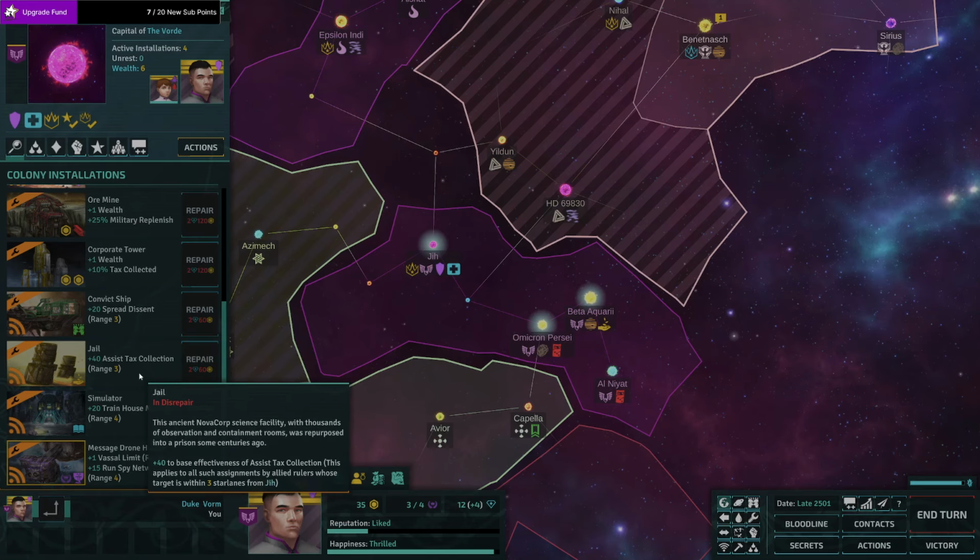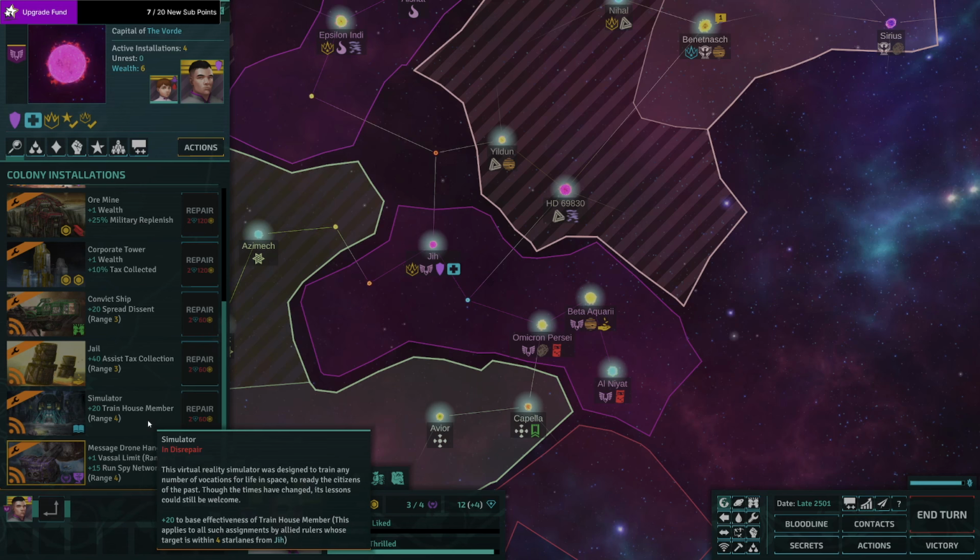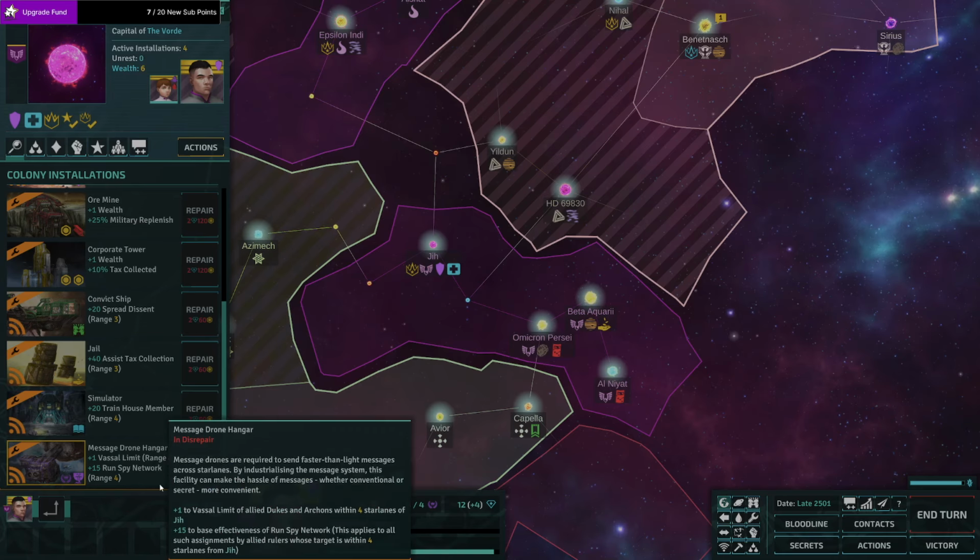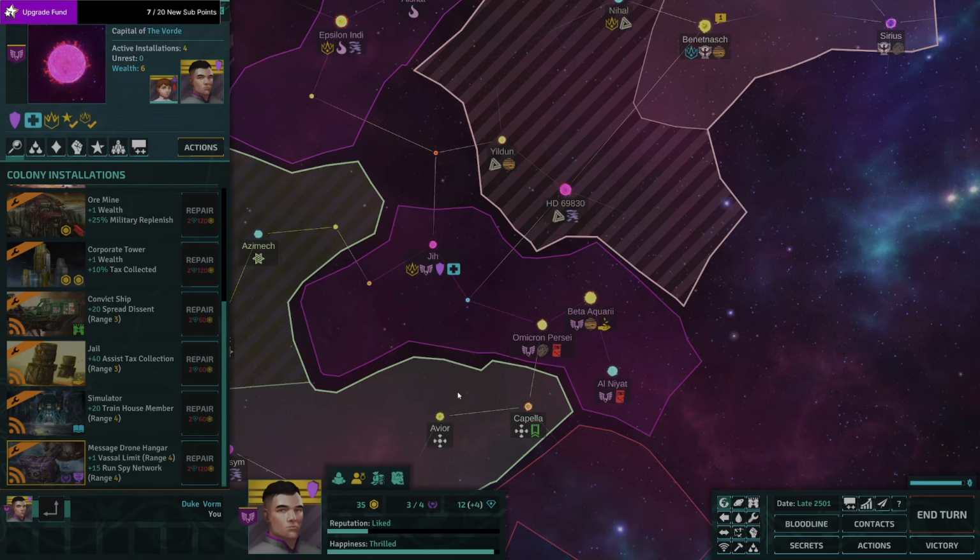Jail, assist tax collection. Range of 3, a bonus. Anytime we do assist tax collection jobs, they'll be plus 40% in effectiveness. That's funny. Simulator, train a house member bonus. So we get more effective at training up house members with skills. And message drone hangar increases vassal limit and increases run spy network. And it's got a 4 range. So our vassals would benefit from that as well.